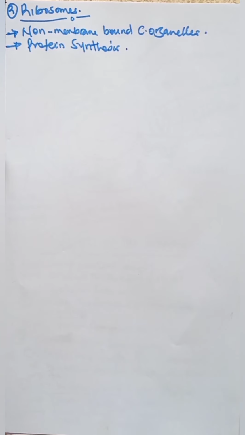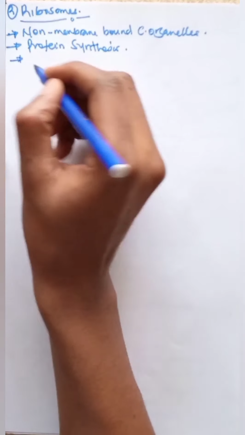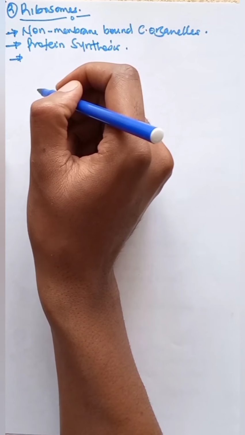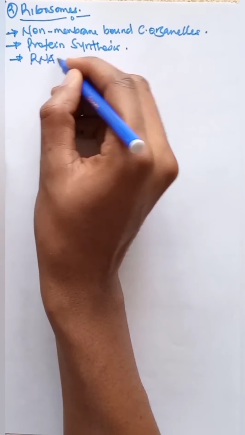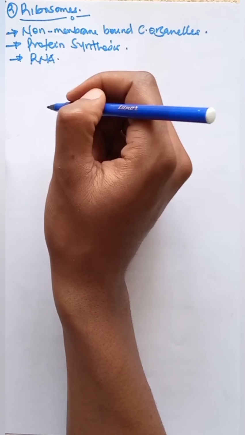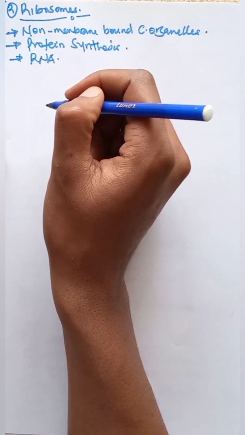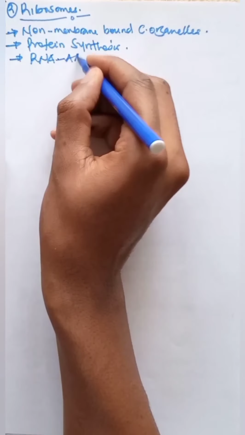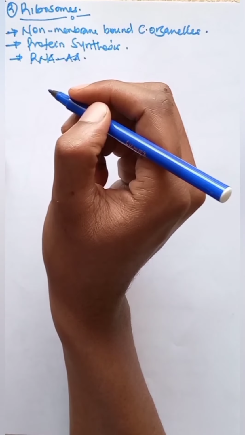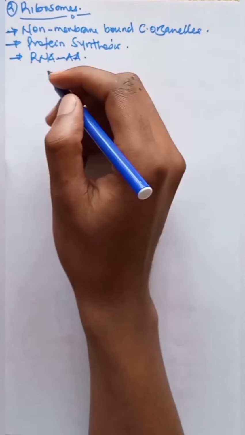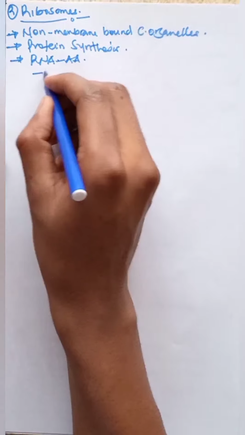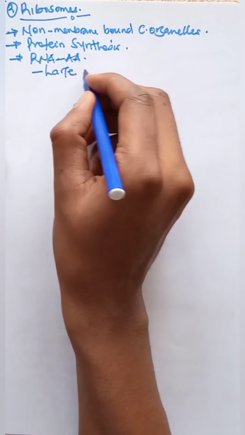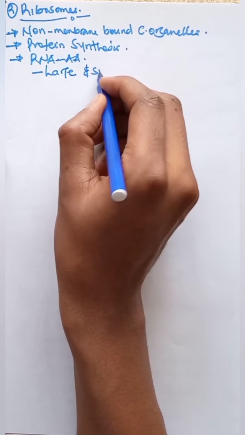So we must appreciate that the ribosomes act as an assembly line where RNA from the nucleus is used to synthesize proteins from the amino acids. So, of course, the ribosomes are made up of two subunits. We have the large and small subunits.